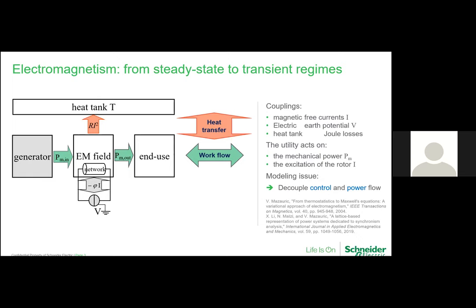And in order to decide and to project in the long term the ability of the system, we have to find a way to decouple and to understand how to decouple this interaction, this intrication between power and control. So to do this, we adopt the first principle of thermodynamics. We know that there exists a state function describing this system. So this system is described by four state variables at least: the temperature of the heat tank, the excitation of the rotor, the voltage of the earth, and the position of the rotor. Of course, the position of the rotor is an angle which is moving as long as the machine is rotating.